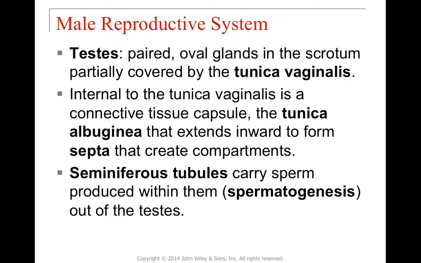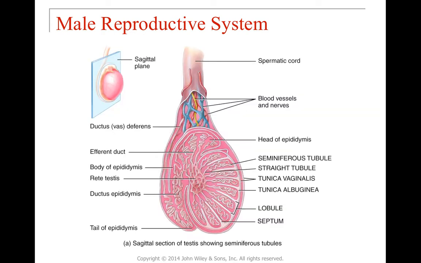So the testes are going to be found in the scrotum, covered by something called the tunica vaginalis. Inside that tunica vaginalis, there's a region that's made of connective tissue. It's a little capsule. It's called the tunica albuginea. And that's going to extend inward, and it forms septa, or a division that's going to compartmentalize. And inside the testes, we have something called seminiferous tubules. And seminiferous tubules, really, it's just a very long tubule. They're going to create the sperm and carry them through until they enter into the epididymis. And the creation of sperm is a process called spermatogenesis.